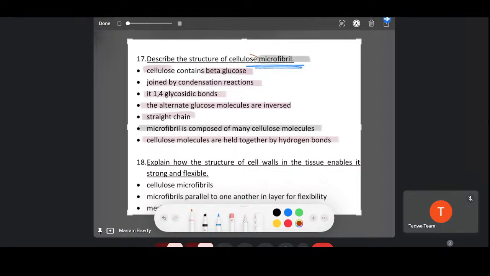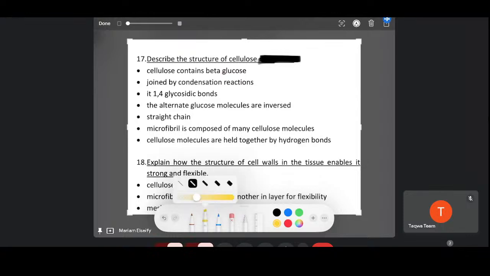Okay, so again, what is a cellulose? Let's just remove what we've done and cover this word. Describe the structure of the cellulose. We're going to say that it contains beta glucose. The word beta shows that it's made of alternate glucose molecules and they are inverted. From the biological molecules earlier in unit 1, we need to know that they are joined by condensation reactions, with 1,4-glycosidic bonds, it's a straight chain, and the cellulose molecules are put together by hydrogen bonds. The only thing that has to do with microfibril is that it's composed of many cellulose molecules.